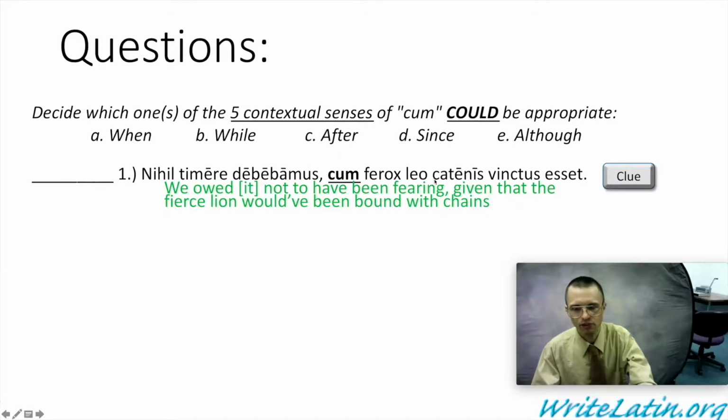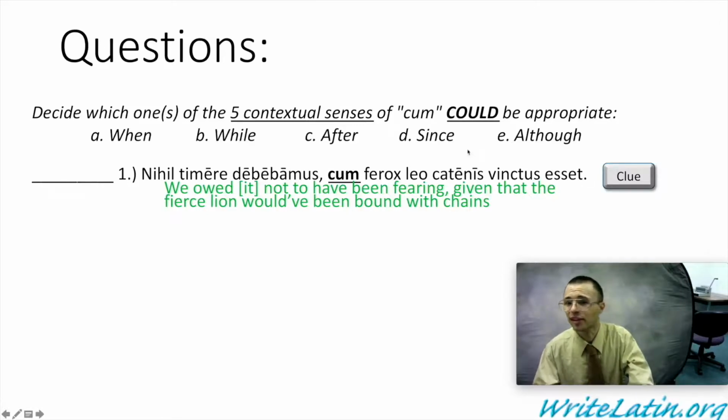We owed it not to have been fearing after the fierce lion would have been bound with chains. Yeah, that works. We owed it not to have been fearing while the fierce lion would have been bound with chains. Nah, that doesn't work. Because you don't say while referring to an event even farther back in the past. So that one doesn't work. After works, and now let's try when. We owed it not to have been fearing when the fierce lion would have been bound with chains. Yeah, that works, but it's lame, isn't it?